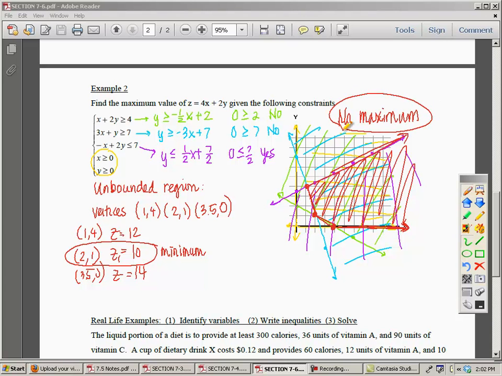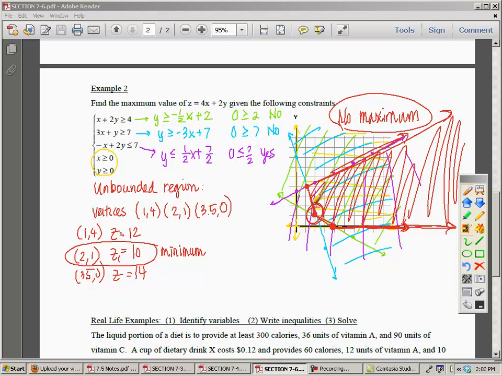The problem is this goes out forever and ever, and this goes out forever and ever. There are bigger and bigger values of x and y that could create a maximum that might be way out here and beyond. And so as I look at this, I know one of these three has to be my minimum, and we end up finding it's this value right here, but my maximum, because it's unbounded, cannot be found.